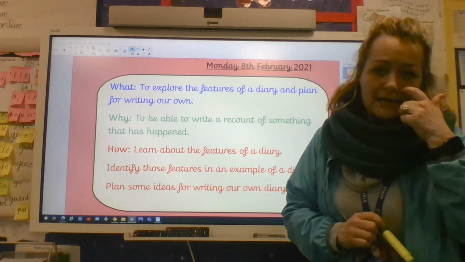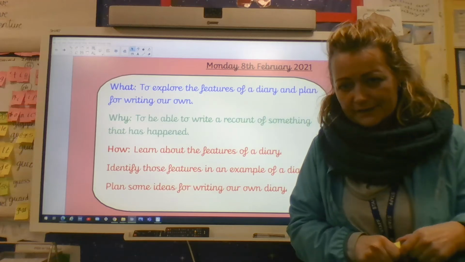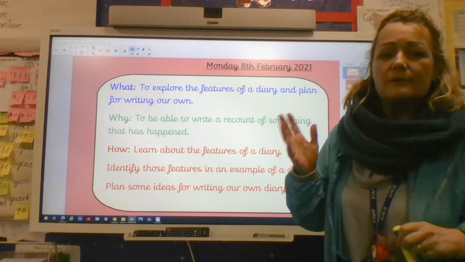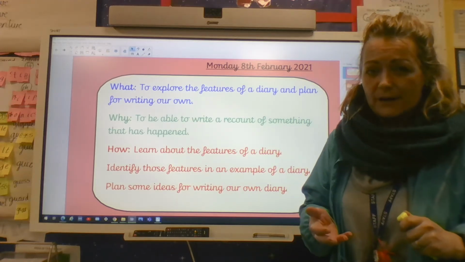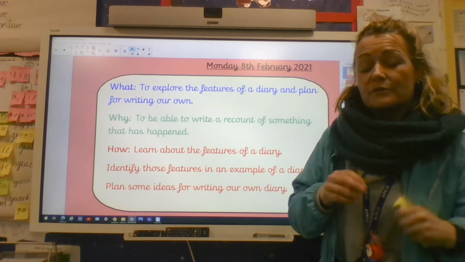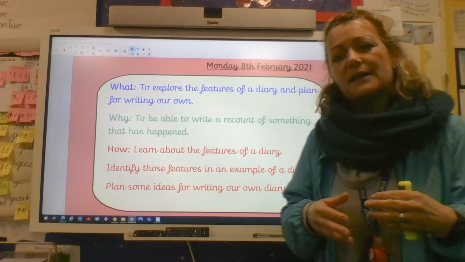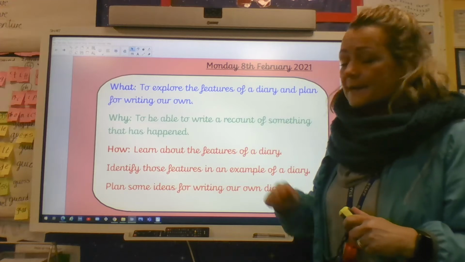We are starting a new unit this week of Work for Our English. We're going to look at diary writing. We've got a really nice example of a diary or a jungle log that we are going to read to begin with. And then we're going to talk about the features of a diary so that later on in the week, we can write our own diaries. So lots of different activities this week.